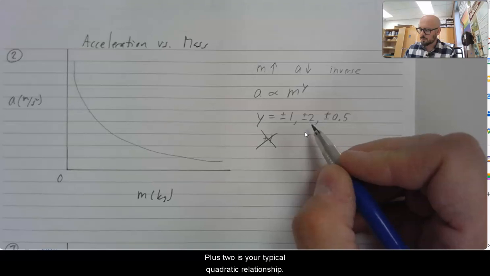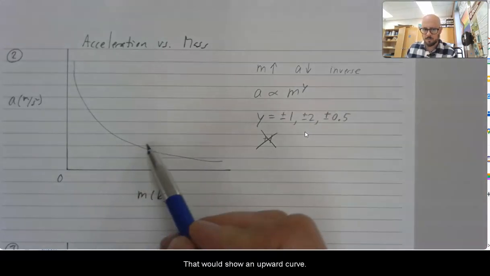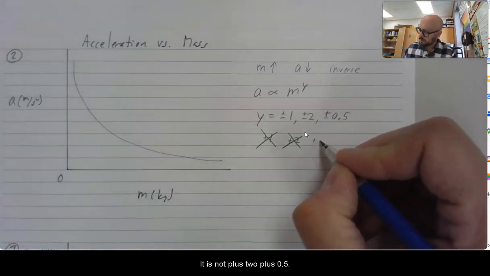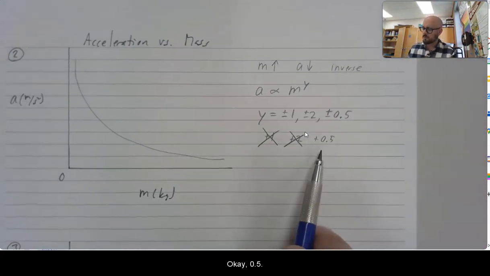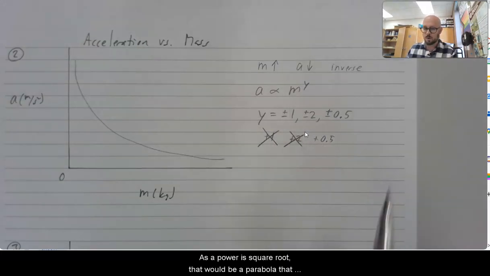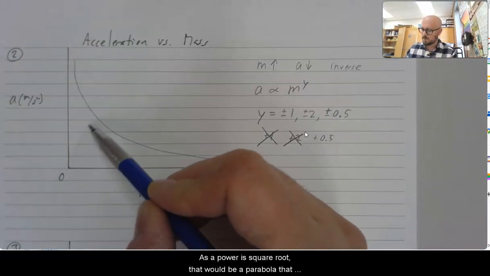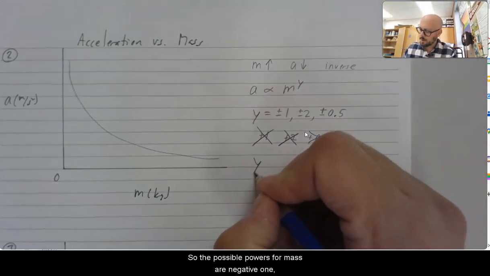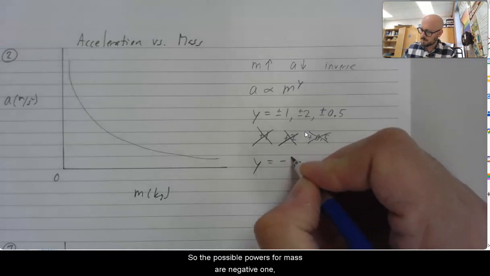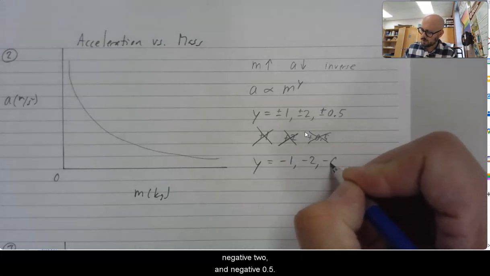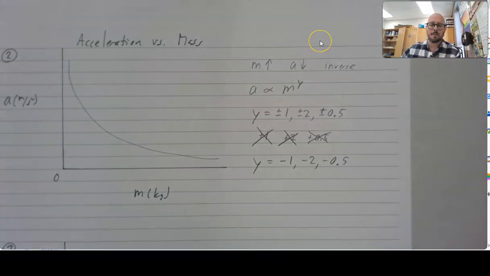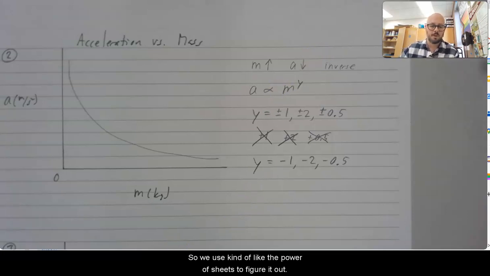Plus 2 is your typical quadratic relationship. That would show an upward curve. It is not plus 2. Plus 0.5. Okay, 0.5 as a power is square root. That would be a parabola that opens to the right, and it is not that. So the possible powers for mass are -1, -2, and -0.5. It's generally pretty hard to eyeball these, so we use the power of Sheets to figure it out.